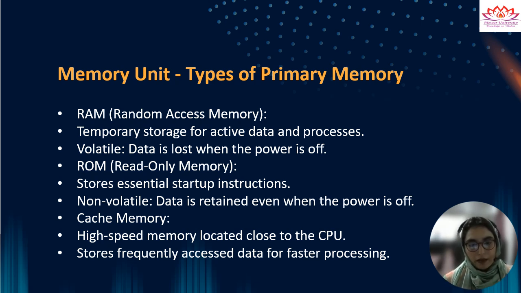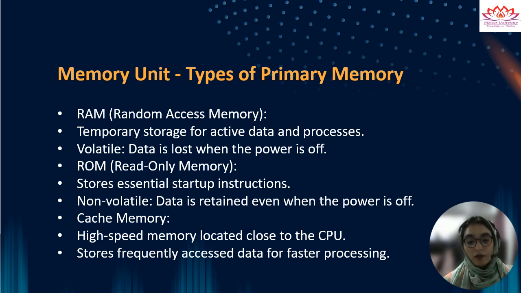We have basically two types of memory. One is primary memory and another one is secondary memory. Primary memory types include RAM, random access memory, ROM, read-only memory, and cache memory. A random access memory, RAM, is volatile memory that is used to temporarily store data that is actively being used by the CPU. For example, when you open a file, it's loaded into RAM.